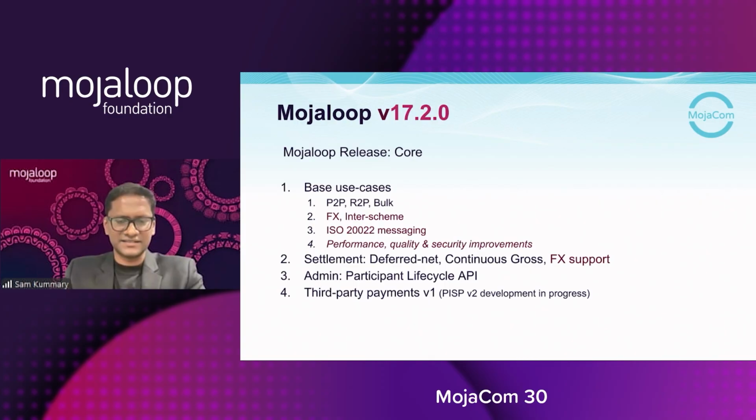There are changes that are being discussed, enhancements as usual, for version 2. Third-party payments version 1 is currently supported in v17.2.0. For V2, there is a work stream that is implementing the PISP version 2 of the API, which will come in the near future.